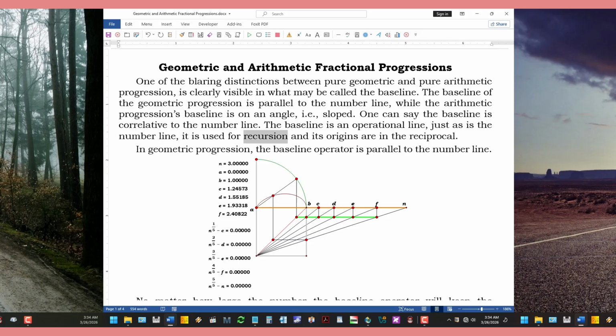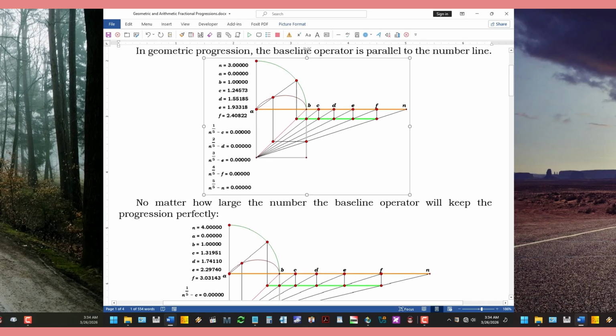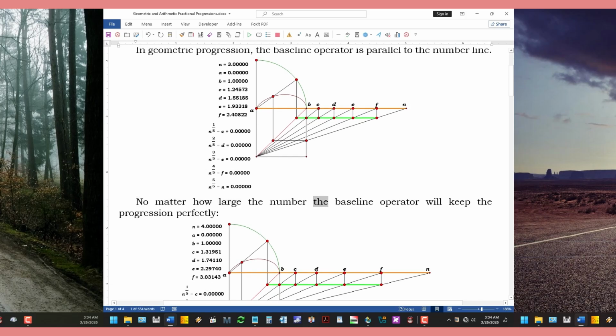It is used for recursion and its origins are in the reciprocal. In geometric progression, the baseline operator is parallel to the number line. No matter how large the number, the baseline operator will keep the progression perfectly.